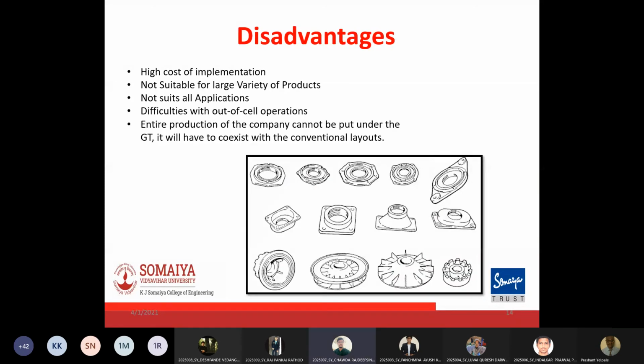Disadvantages of group technology. High cost of implementation. It is not suitable for a large variety of products and all applications. There are difficulties in cell operation, and the entire production of a company cannot be put under group technology. Thank you.